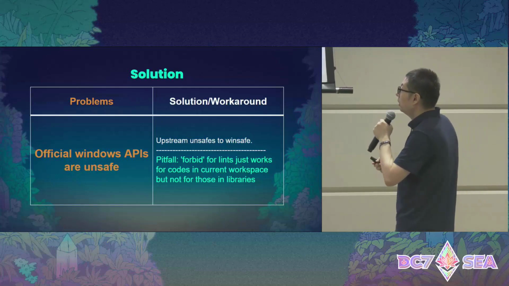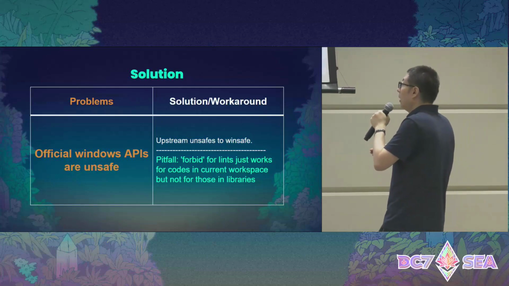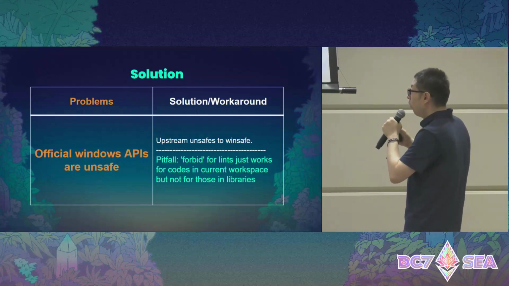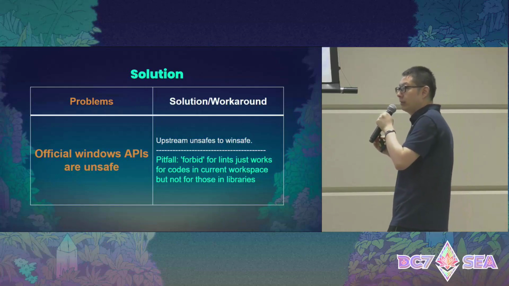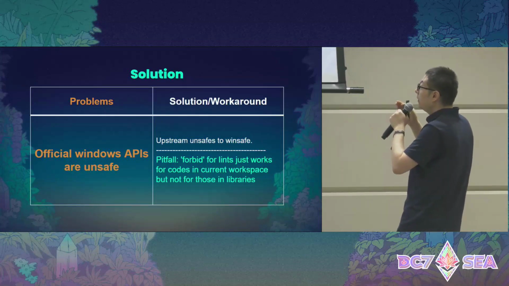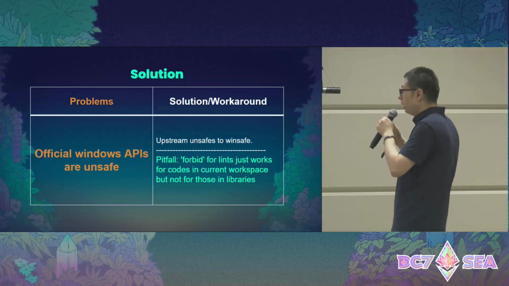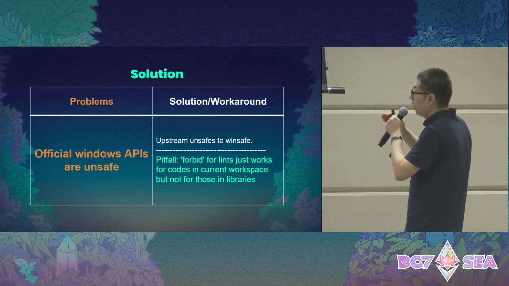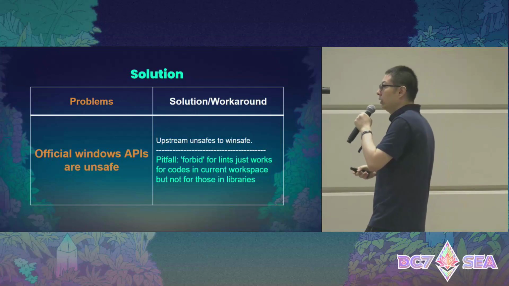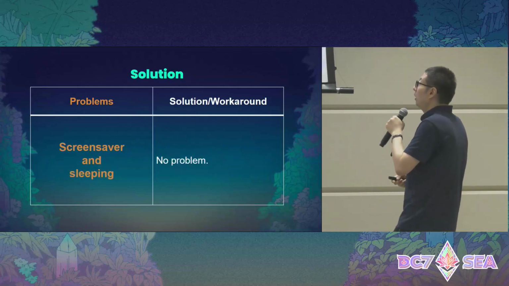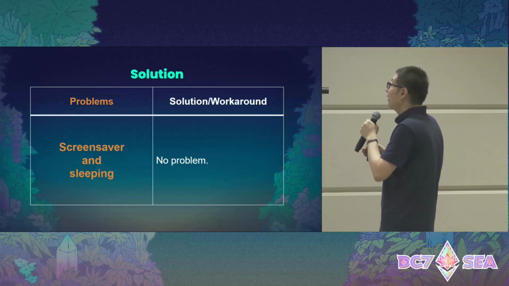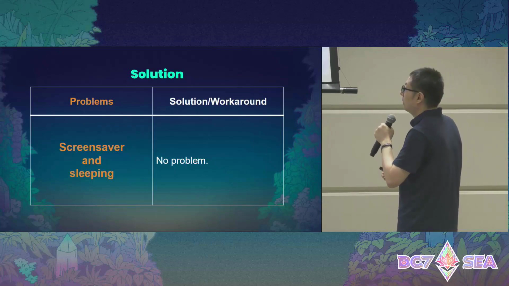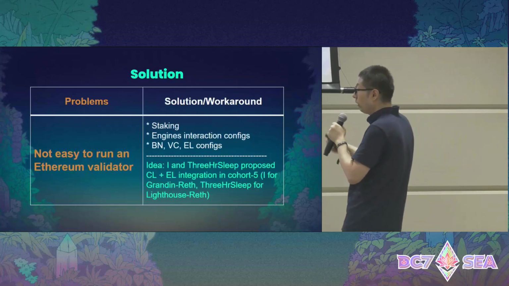For the unsafe Windows API, we just upstreamed unsafe to the upstream libraries, but there are pitfalls. For most Rust projects, there is the forbid unsafe lint, which most Rust teams like to use, but in fact it just works on the code in the current workspace, not for those in the libraries. So, okay, for the special use cases for Windows, like the screen saver and the sleeping, that's no problem, that's okay, we can recover from it.